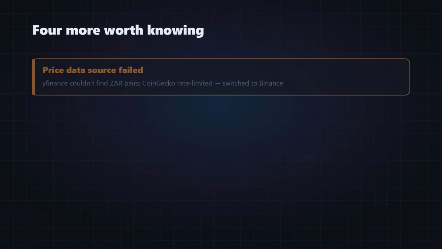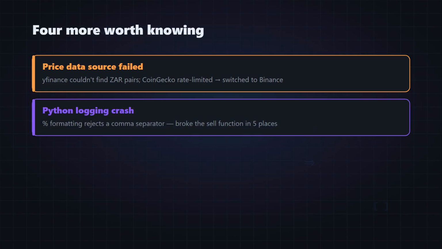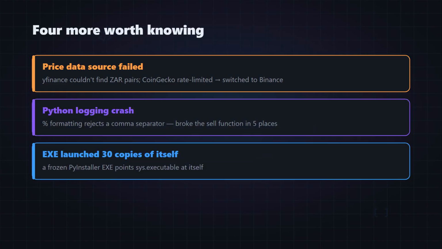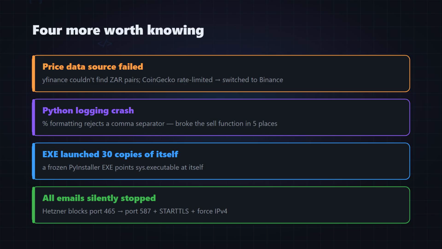There were 4 more worth knowing about. The original price data source could not find Rand crypto pairs at all, and the backup rate limited me, which is what led to using Binance. Python's logging quietly refused a comma thousand separator in a format string and crashed the sell function in 5 different places. The report app was built into an exe, and because a frozen exe points at itself, it launched 30 copies of itself. And after moving to the server, all the emails silently stopped, because Hetzner blocks the standard secure mail port. That last one took a switch to port 587 with STARTTLS, enforcing IP version 4.